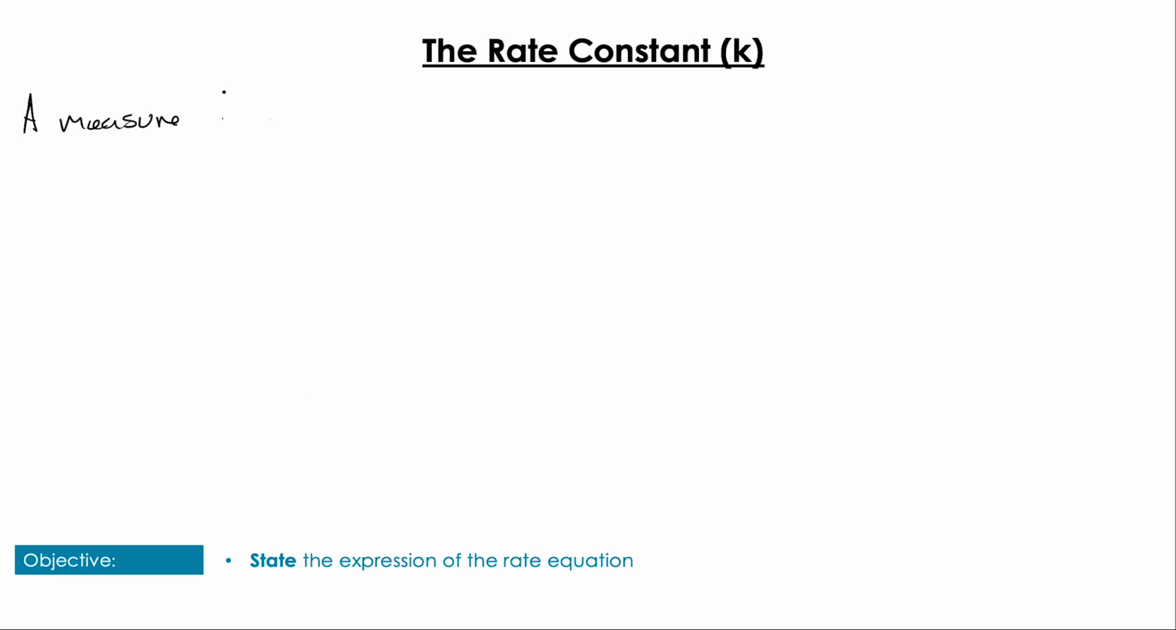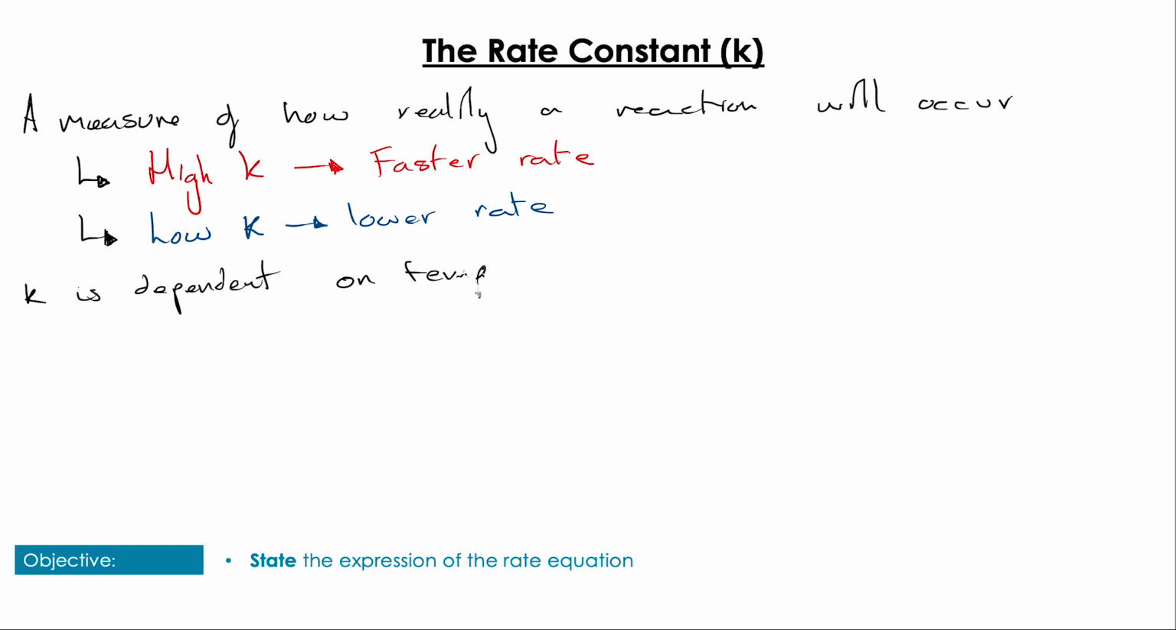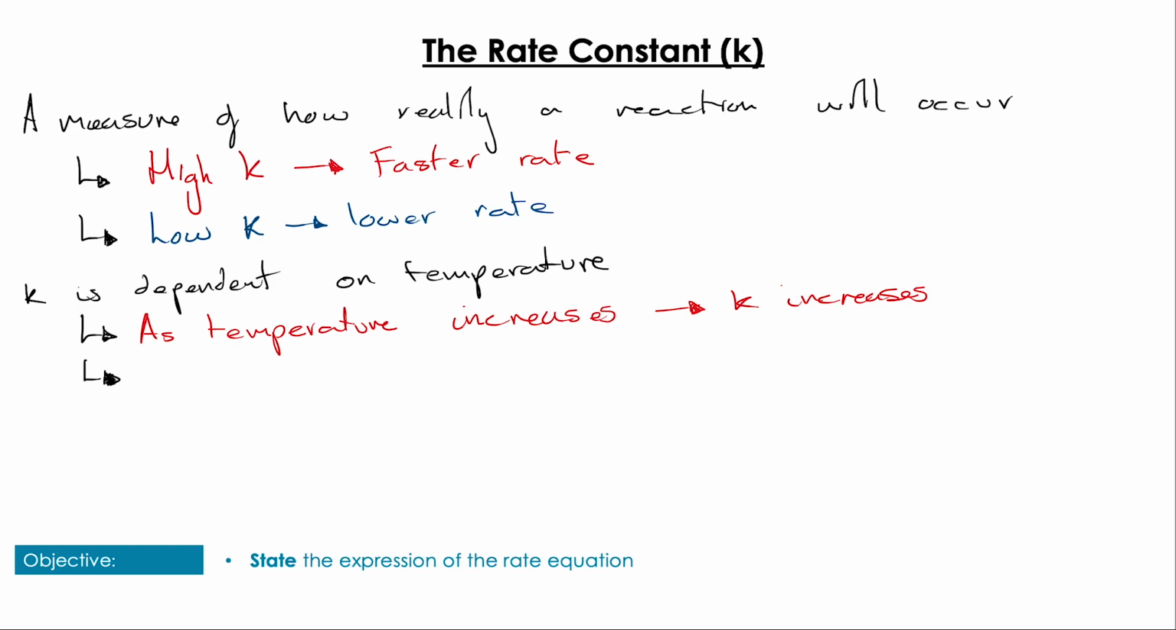So k is effectively a measure of how readily a reaction takes place, and therefore how high the rate is. Higher values of k indicate a higher rate of reaction, and lower values of k indicate a lower rate of reaction. So potentially counterintuitively, however, k is dependent on temperature. So although we call it a constant, it's actually only constant at a given temperature. So as temperature increases, the value of k will obviously increase because we increase the kinetic energy of the particles. And as temperature decreases, k will therefore decrease.